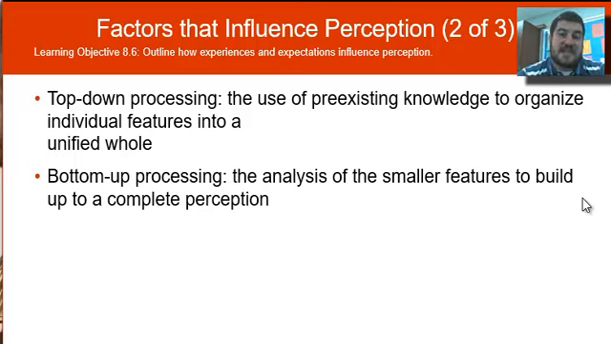Top-down and bottom-up processing also influence our perception. Do we use pre-existing knowledge to organize individual features into a whole, or do we analyze the smaller features in order to build up to a complete perception?